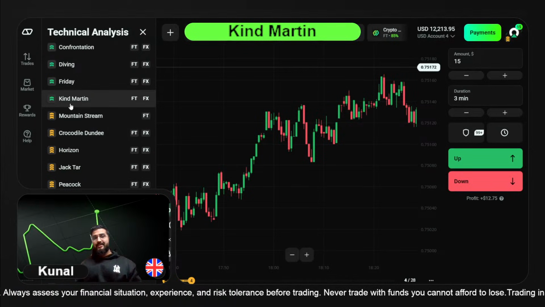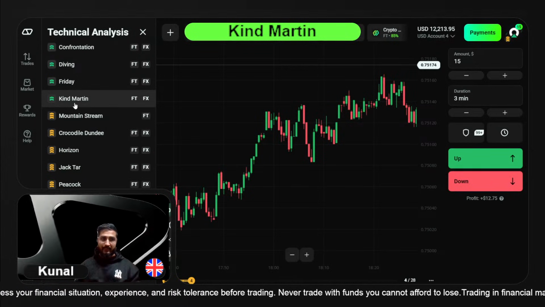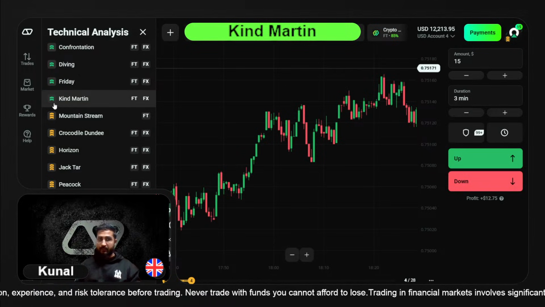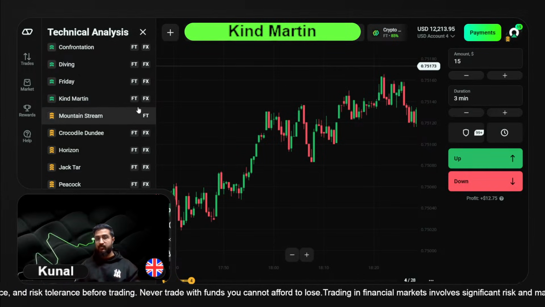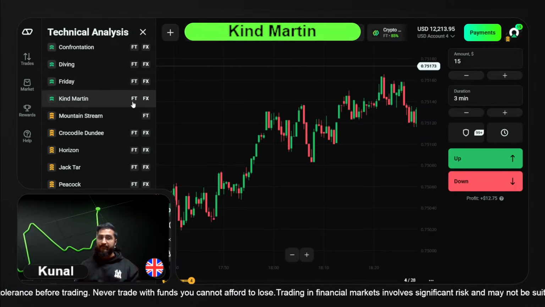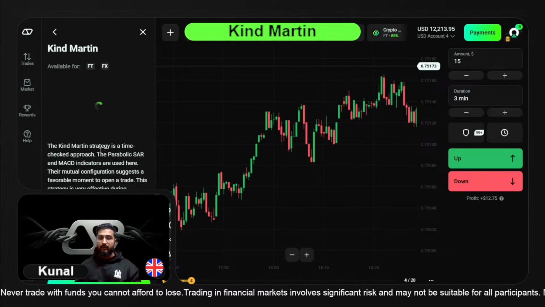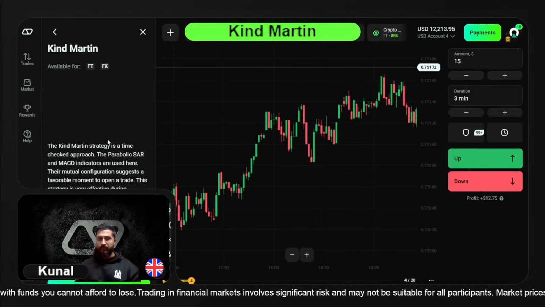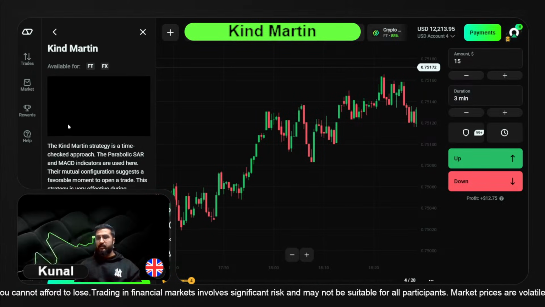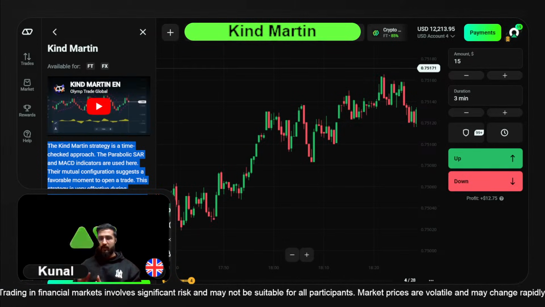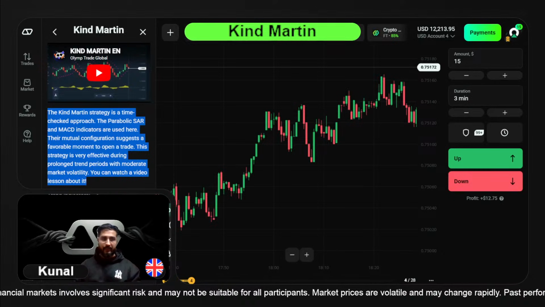This is the last strategy of the advanced level. These two green bars state that it's an advanced level strategy. Kind Martin is the name of the strategy. This can be used for FT, which means fixed time trading, and FX, which means forex. Once I click on that, a new window is going to pop up with a small introduction in video format and then in description format. For now, no need to spend time on that.